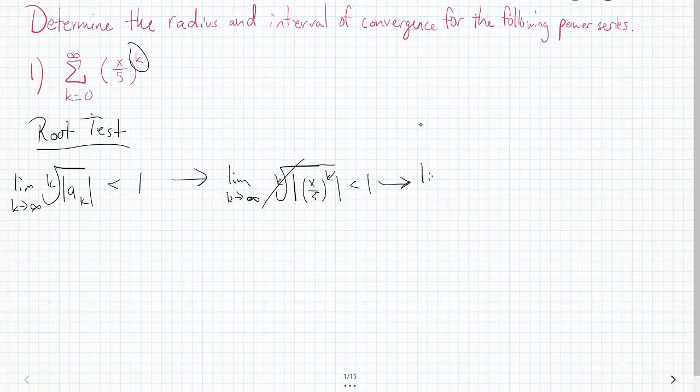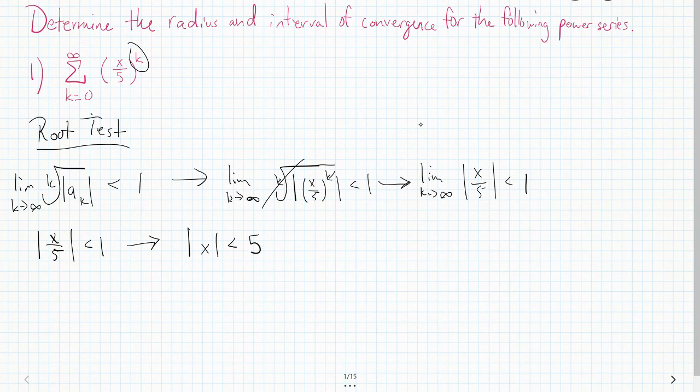What happens? Well, we get the limit as k approaches infinity of just the absolute value of x over 5, and that's less than 1. Notice this doesn't even involve a k anymore. That's good, right? That's what we want to have happen, hopefully. And so since that doesn't involve a k anymore, we can break this down to the absolute value of x over 5 is less than 1. Well, that means that the absolute value of x is less than 5.